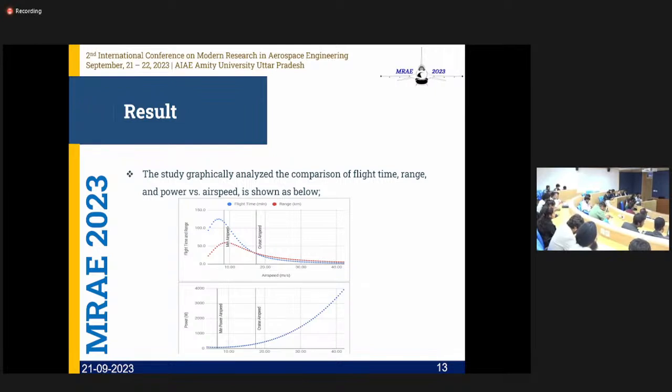Once we have employed this virtually in a model and tested it, this is the flight time and range path, the graphical representation we're getting in terms of flight time, range and airspeed, where the red highlight is for the range and the blue dotted line represents the flight time. The second graph represents the power consumption for the minimum airspeed and the cruise airspeed. And as we are taking off and getting more into the mission profile, the power consumption gets higher and higher.